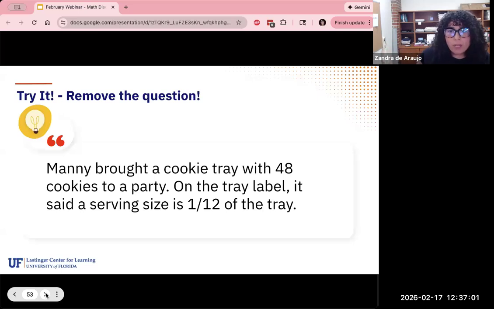But in the chat, if you want to, what is a question that you might assume or think would follow this prompt? So if Manny brought some cookies to the party, and on the tray it says a serving is 1/12 of the tray, what question do you think might be asked of this task? Any ideas? Marcia: how many cookies is a serving? That's probably where I would have gone to. Any other ones that you think? You can put them in the chat if somebody had a different question.